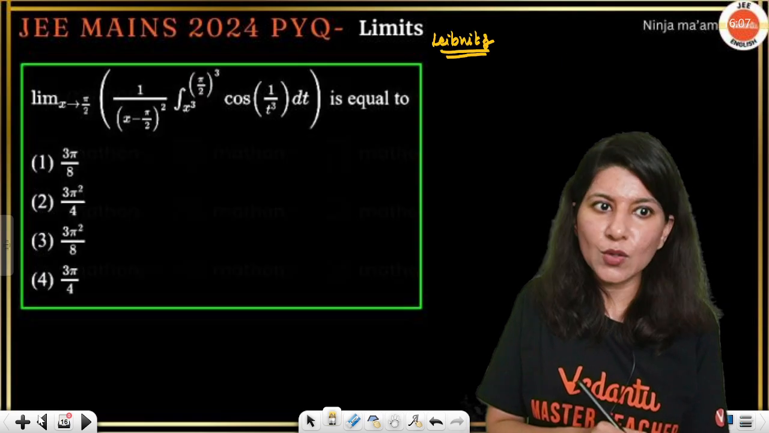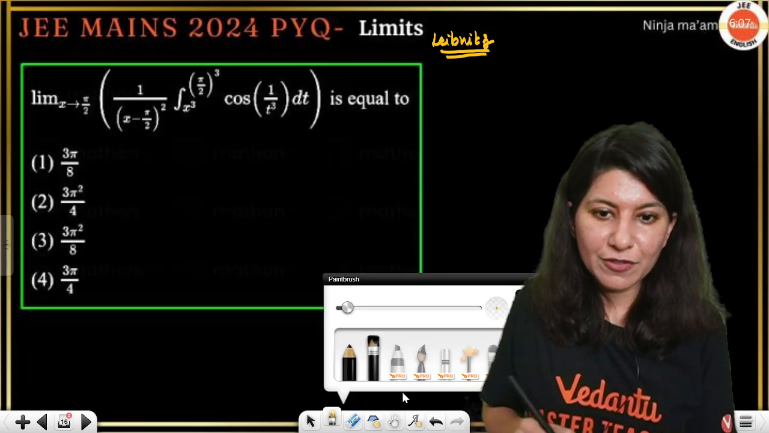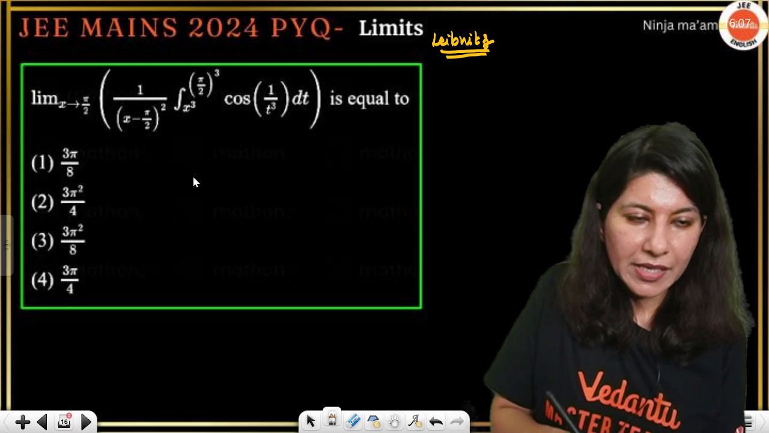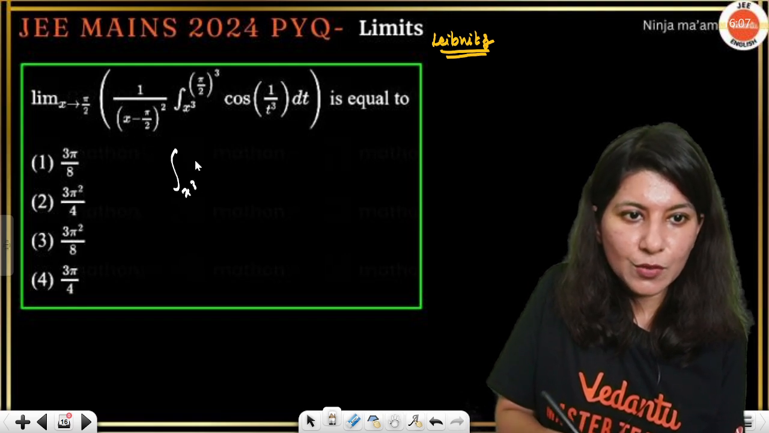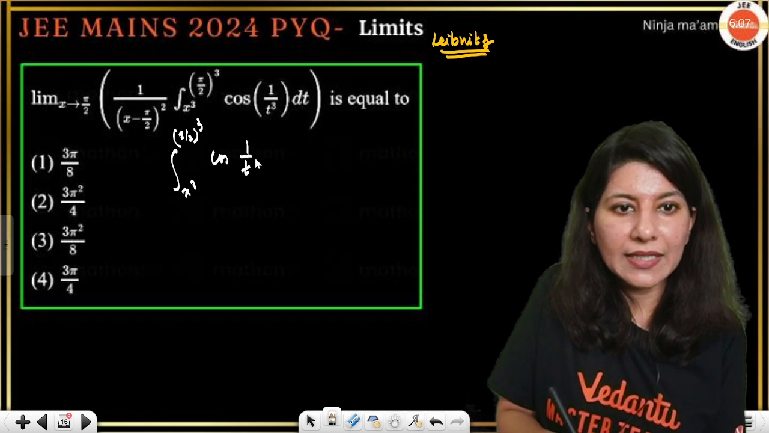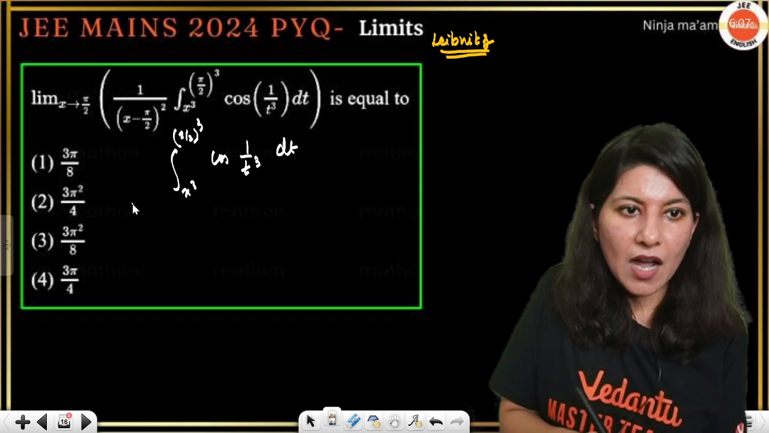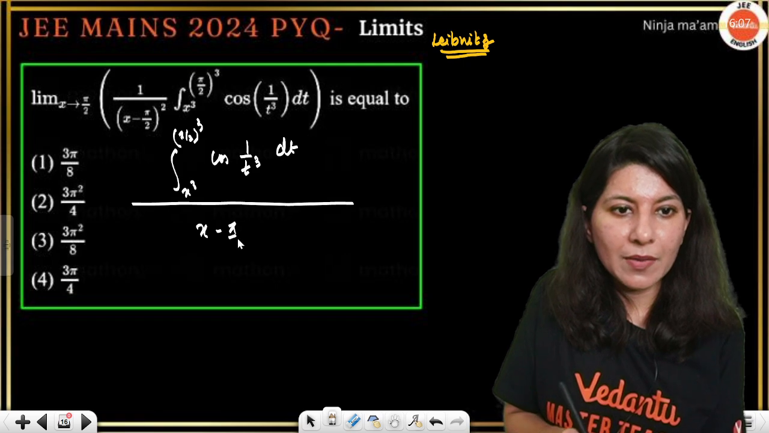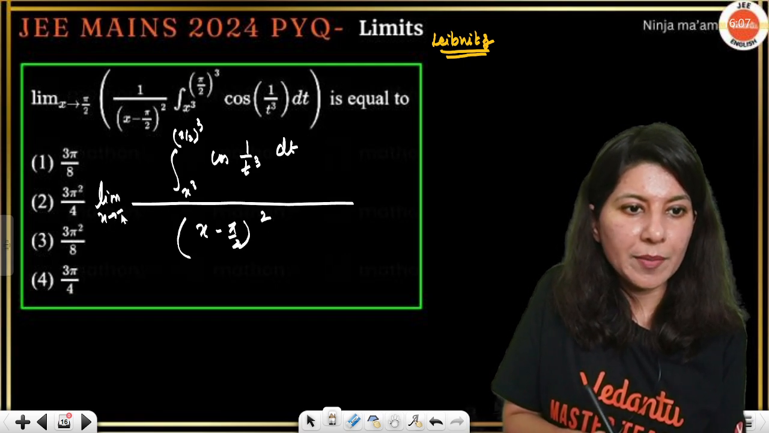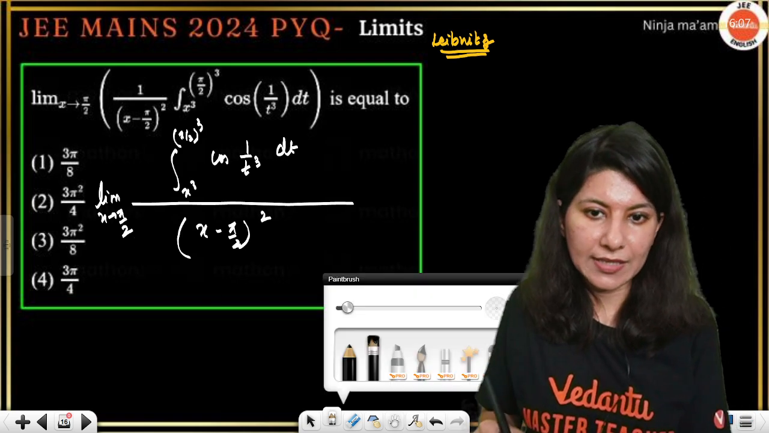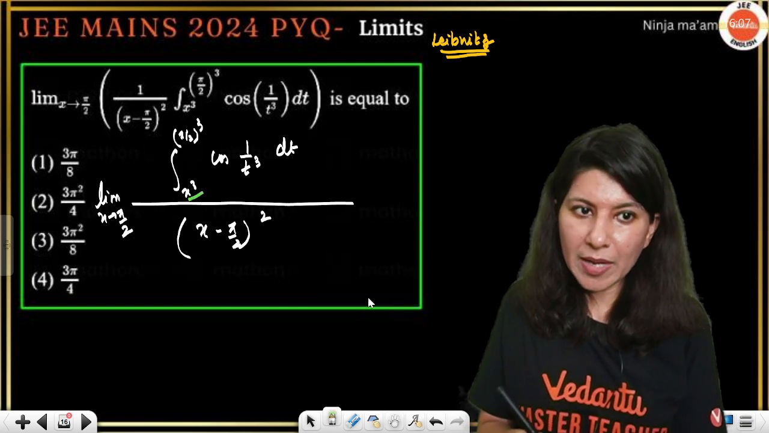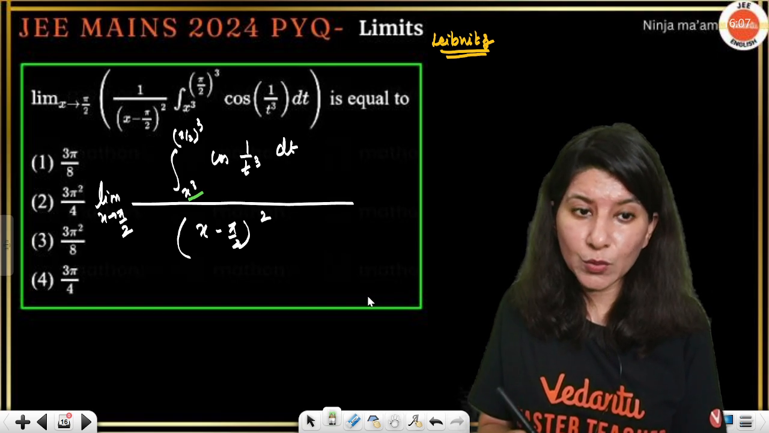Let us just execute, then you will understand what is happening first of all. So limit x tends to pi by 2, right? Let me just write down. This is the integral from x cube to pi by 2 cube of cos 1 by t cube dt upon x minus pi by 2 whole square, and this is limit x tends to pi by 2. First of all, understand the question nicely. The moment you put x equals to pi by 2, here you will put pi by 2, it will become pi by 2 cube.